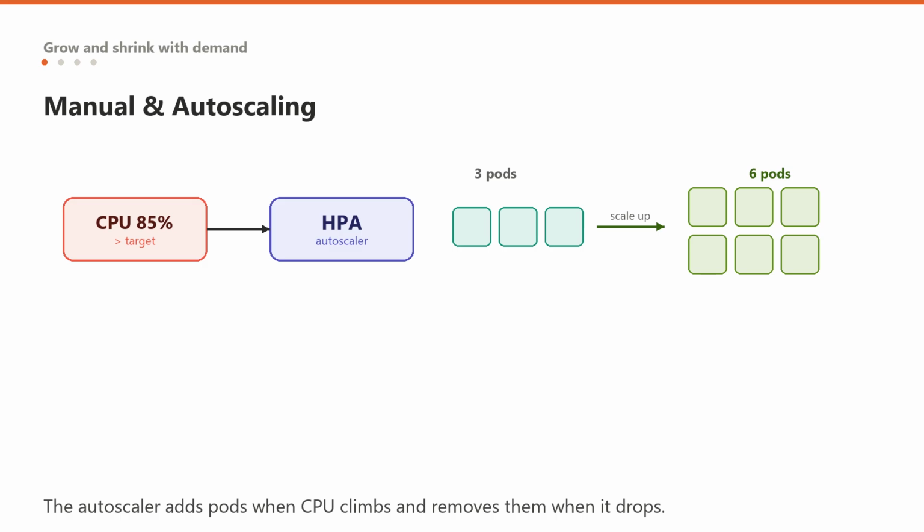The Horizontal Pod Autoscaler watches a metric, usually CPU or memory, and adjusts the number of pods automatically. Traffic spikes, CPU climbs past your target, and it scales from 3 pods to 10. Traffic drops, and it scales back down to save money. There's also a cluster autoscaler that adds whole machines when the existing ones are full. Together, your app grows and shrinks with demand with no human in the loop.